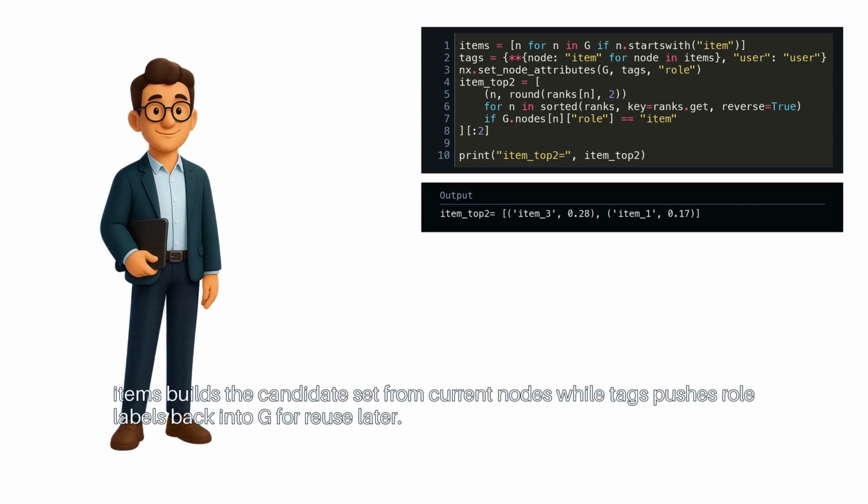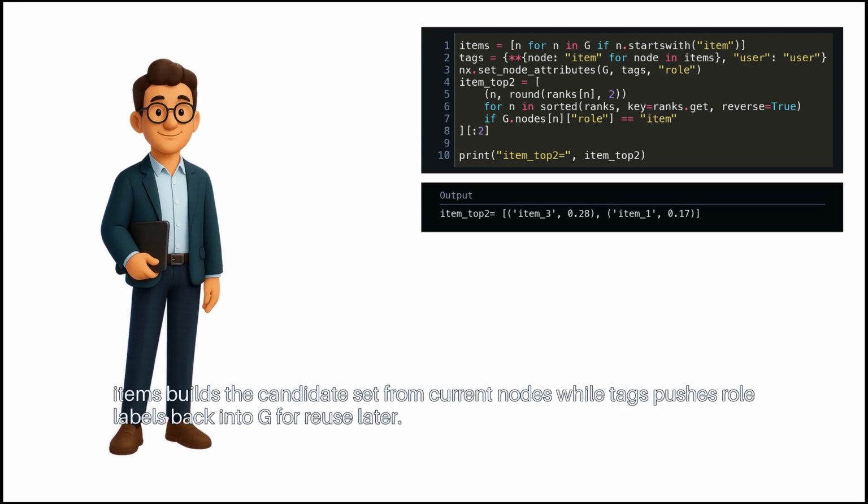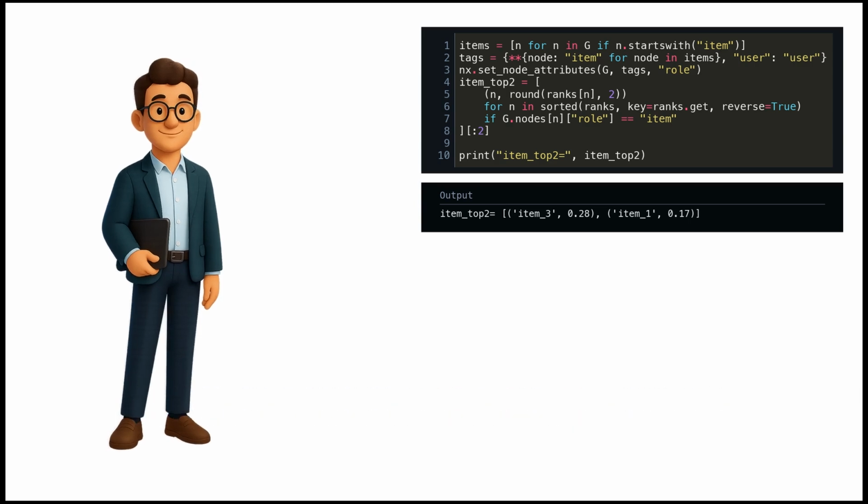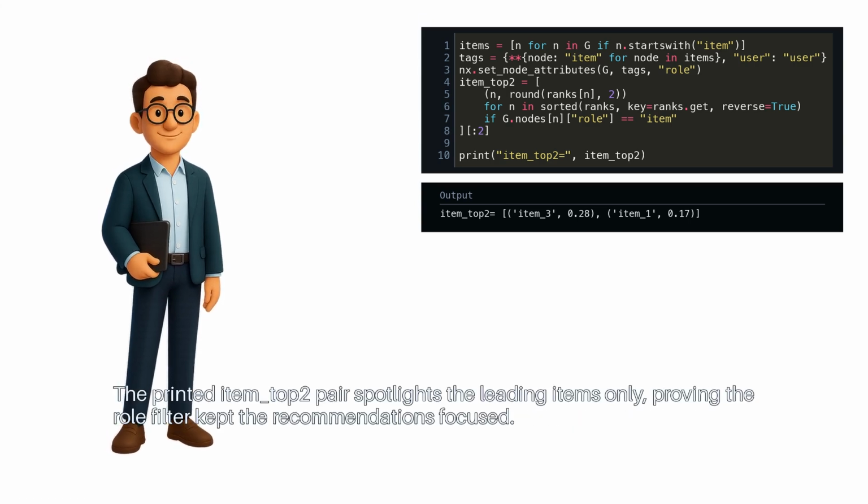Items builds the candidate set from current nodes, while tags pushes role labels back into G for reuse later. The comprehension reuses ranks, so we skip another solver run, yet still return rounded tuples that are easy to read quickly. The printed item top 2 pair spotlights the leading items only, proving the role filter kept the recommendations focused.